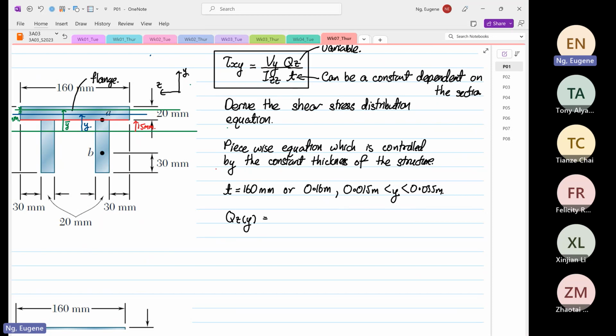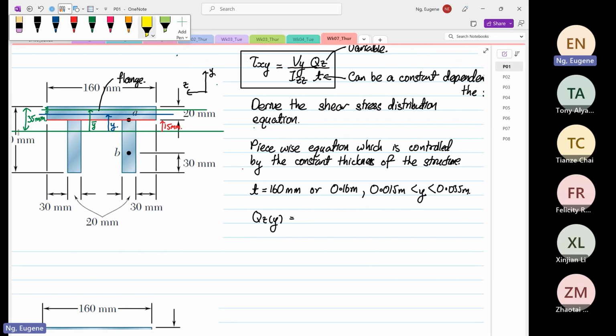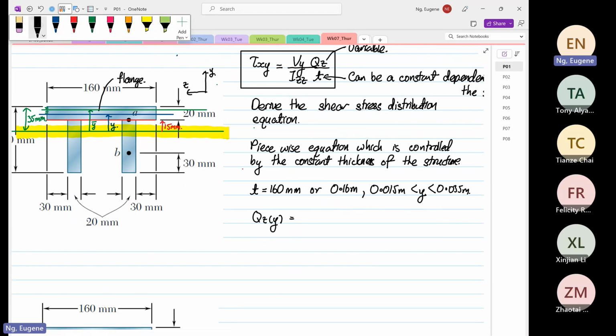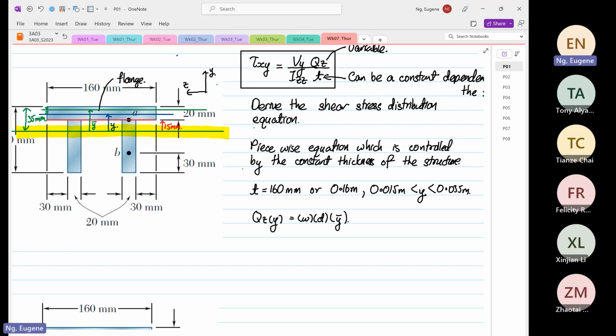This is equal to the first moment of area about the zz axis. If you ask me where the zz axis is, I will highlight it for you. This is where we take our first moment of area from. So it's equal to A, or width, multiplied by depth, multiplied by y bar. Over here, this is our width, and over here, in this direction, this is our depth.